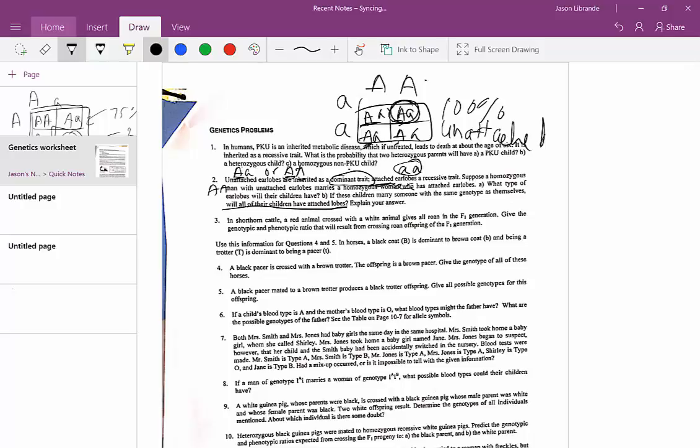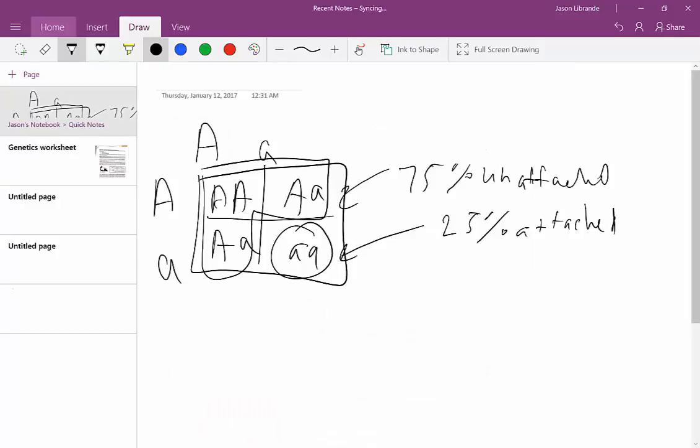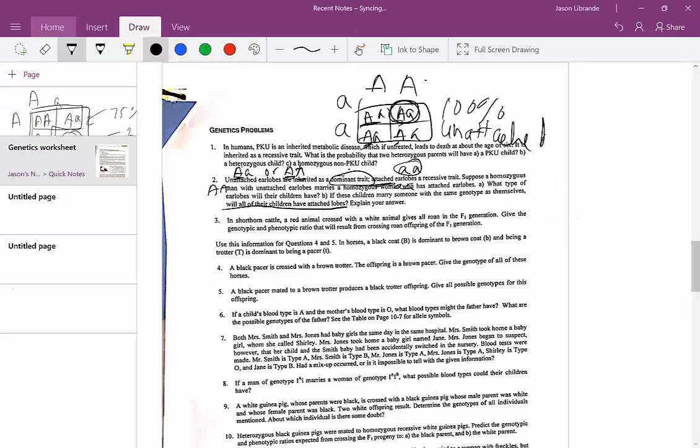Again, question B says if they marry somebody with the same genotype as themselves, will all those children have attached earlobes? Again, the answer is no. 75% will have unattached, and only 25% will have attached earlobes. Let's clear this off.